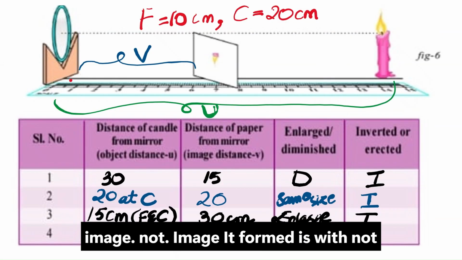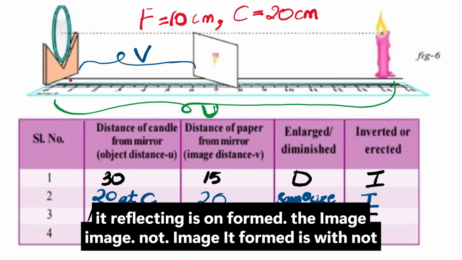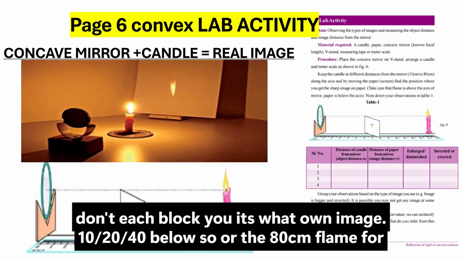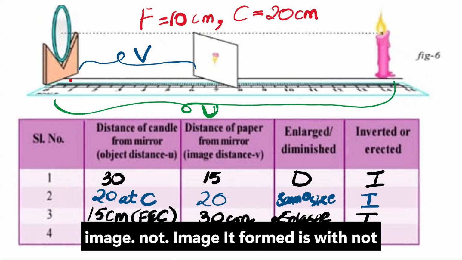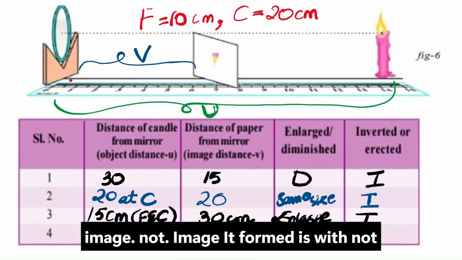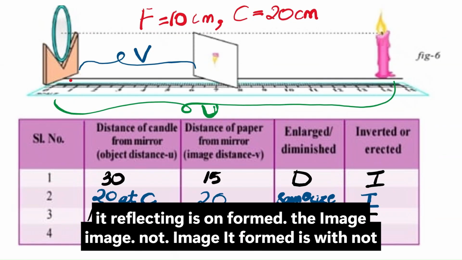Now between C and F, the image is big. Between C and F means again 15 centimeters we are taking. It is big and inverted. At F you won't get a screen image, the rays go parallel. Move the candle between the mirror and F and you will see an erect and large image which is virtual.